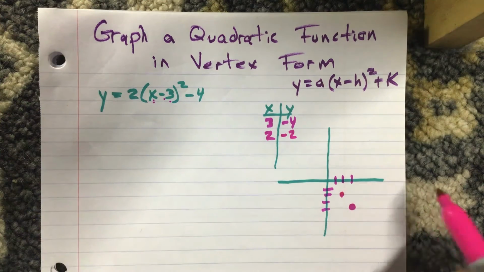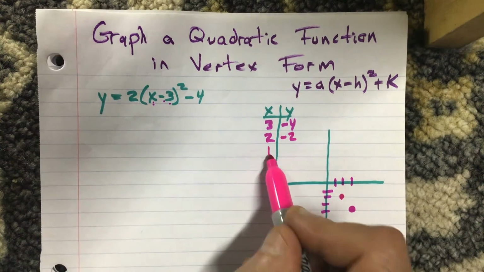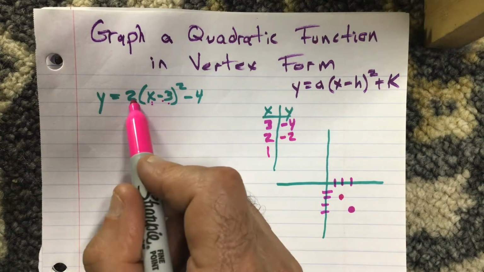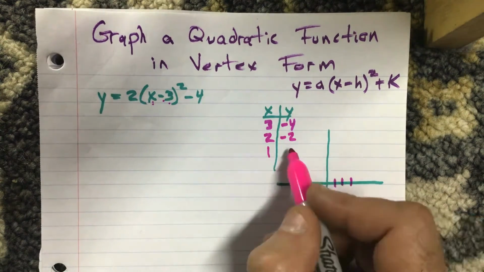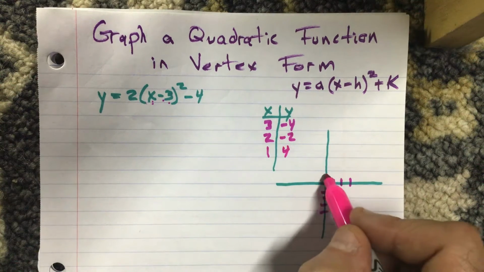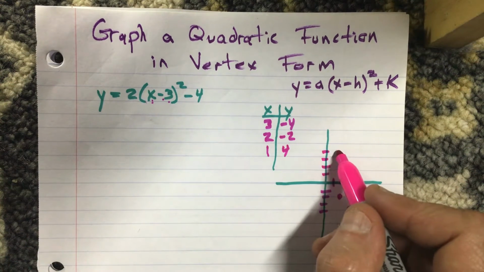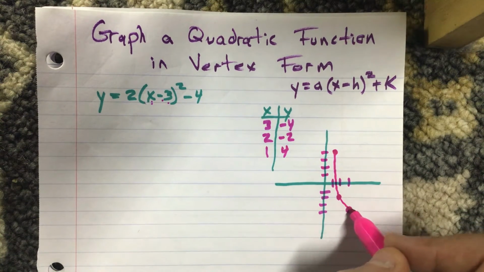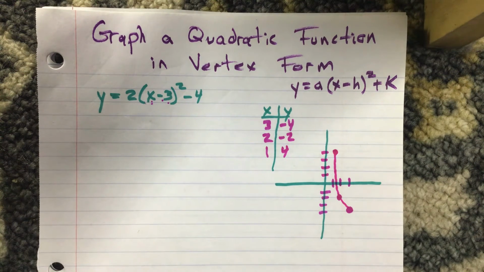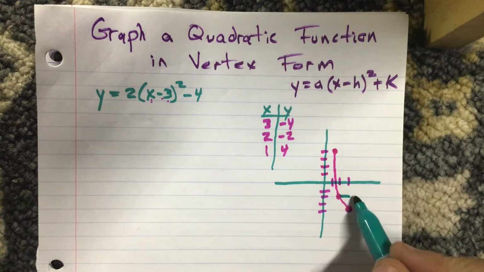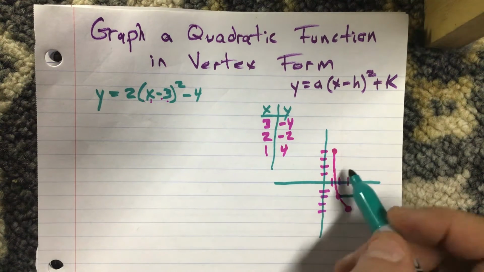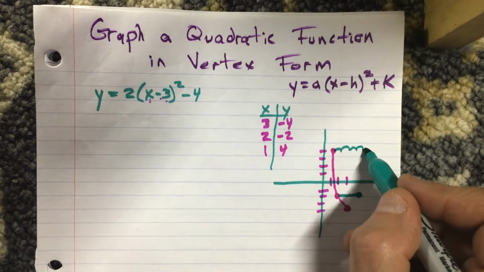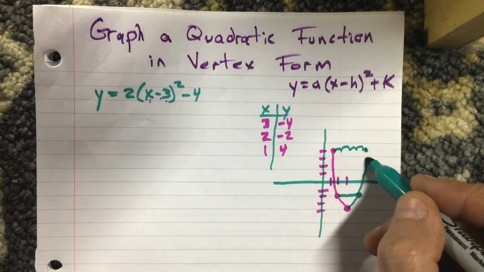So I'm right here. If I plug in 1, 1 minus 3 is negative 2. Negative 2 squared is 4. 4 times 2 is 8. 8 minus 4 is 4. So I get the point (1, 4). So I have this side of the parabola like this. I can assume the other side. If there's a point here, there must be a point here. And if there is a point here, there must be a point here. So this is the other side of the parabola.